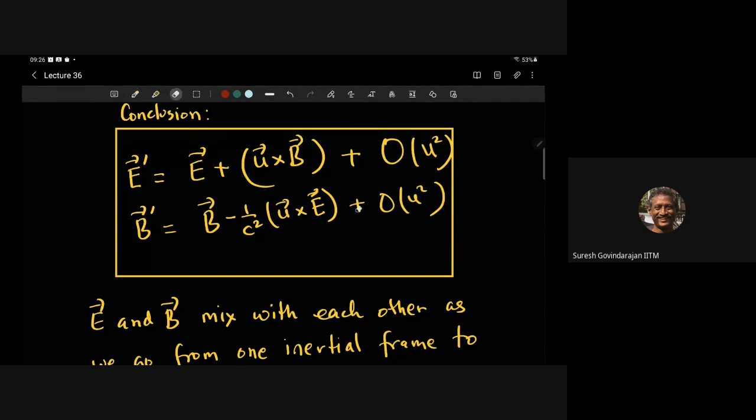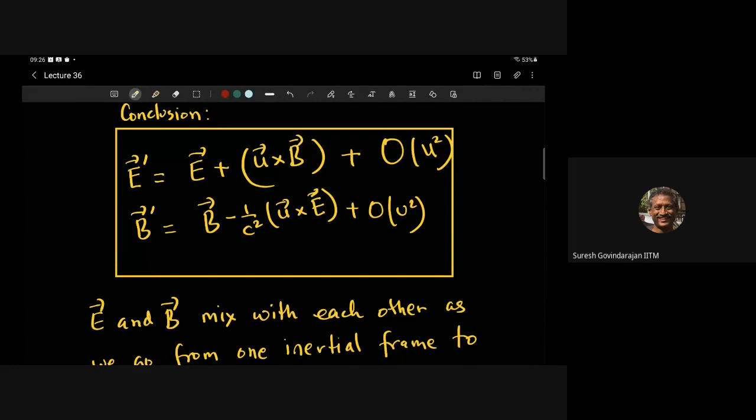Sir, this order of U square is getting further divided by C squared, so it will be really very small, right? Yeah. No. We have now, it's a little bit ugly in the sense that there is some ugliness, and we'll make it better.